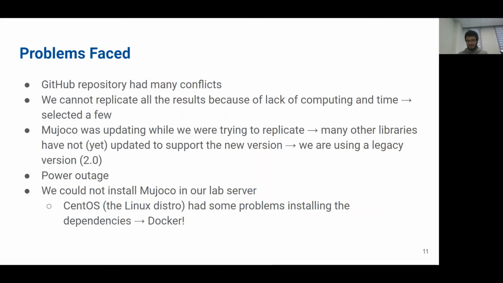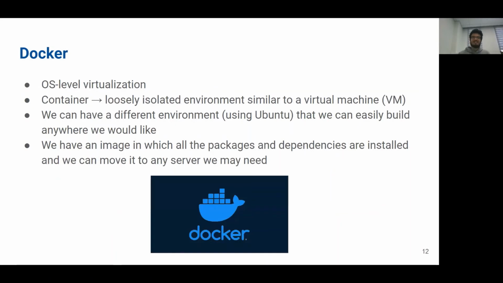But most importantly, the biggest issue that we faced was with MuJoCo. MuJoCo would not install in our lab server, and we found out that it was because our Linux distro had some problems with it. And that's why we use Docker. So Docker is an OS level virtualization tool that creates containers, which are loosely isolated environments, really similar to a VM. So it's really analogous to a VM. And basically, we can have a different environment using whatever OS we would like, for example, Ubuntu in our case, that we can easily build anywhere. So we can easily replicate it to different parts, like different servers, for instance.